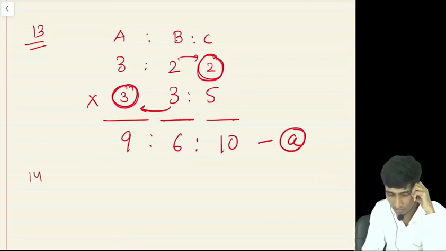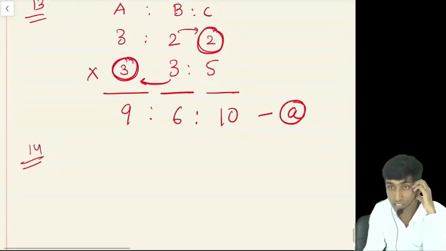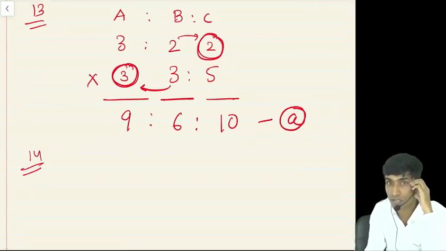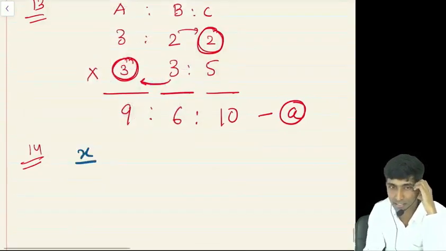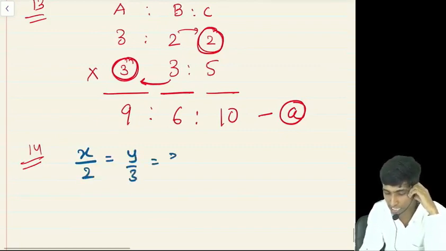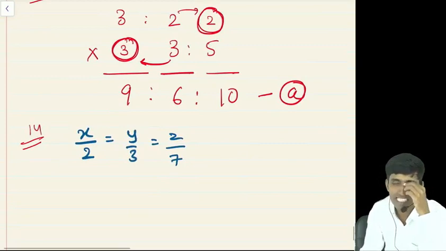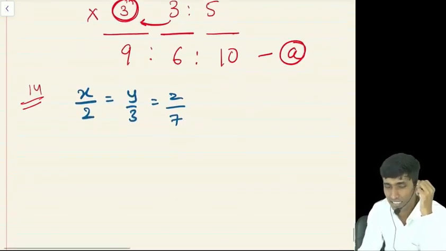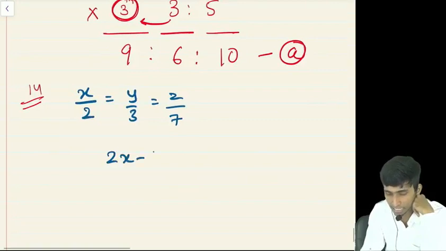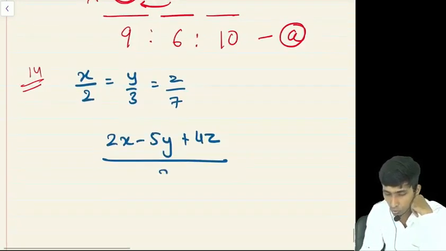Easy. 14th question. Shall I proceed? X by 2 is equal to Y by 3 is equal to Z by 7. What is the value of X? 2. Y? 3. Z? 7. They are asking us the value of 2x minus 5y plus 4z upon 2y.